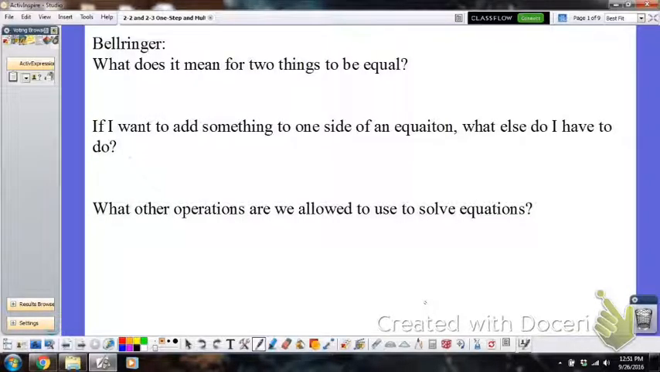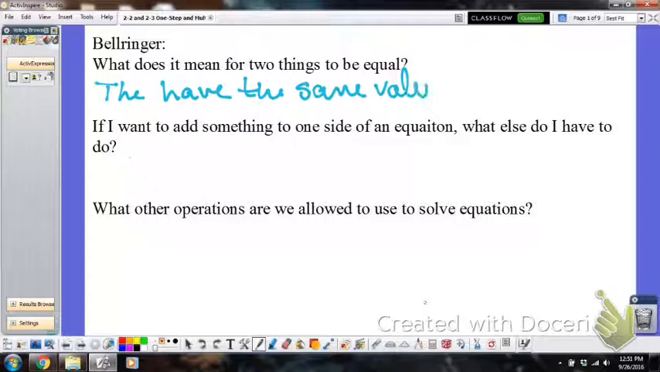So the first question asks, what does it mean for two things to be equal? When two things are equal, they have the same value, and it also means that they are balanced. So if something is equal, that means they are balanced and they have the same value.